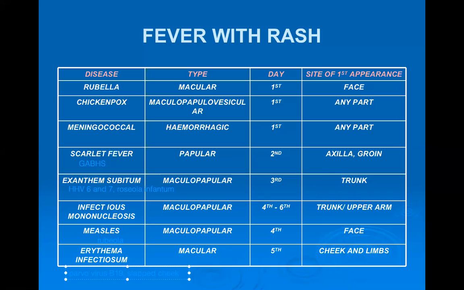Now that child doesn't look very sick. Mild temperature may be there, and when you examine or look at the child, the cheeks are very red on both sides. It looks like a slapped cheek appearance. This is highly suggestive of erythema infectiosum or 5th disease.